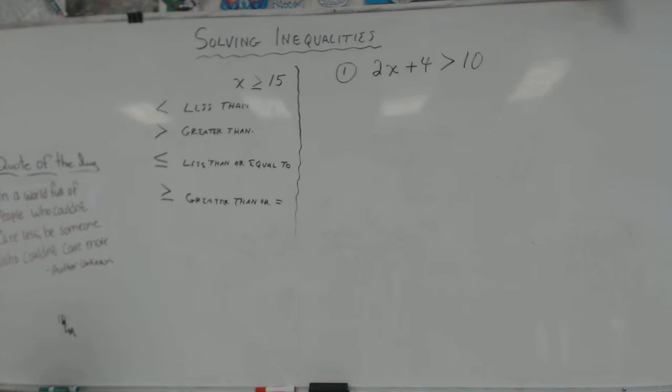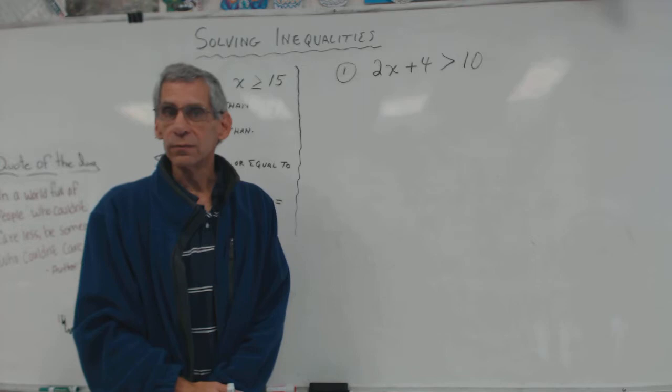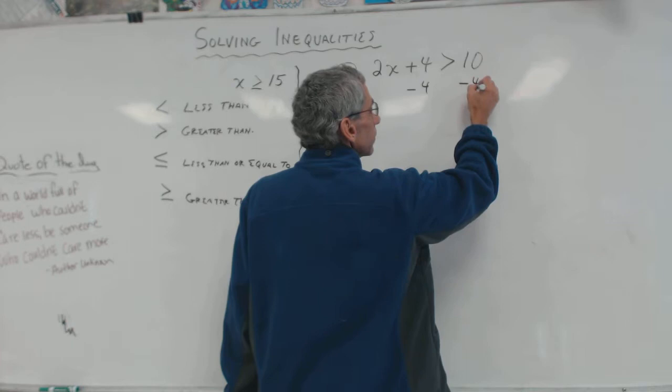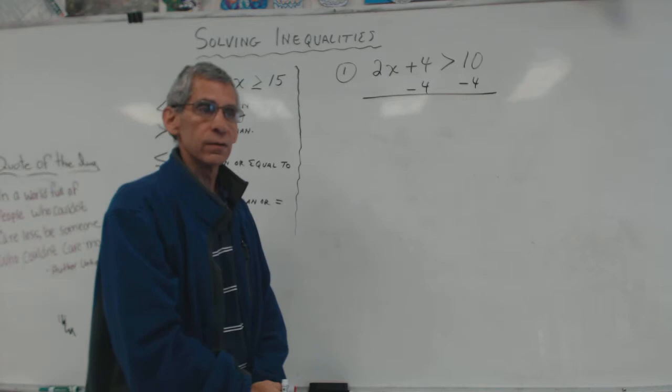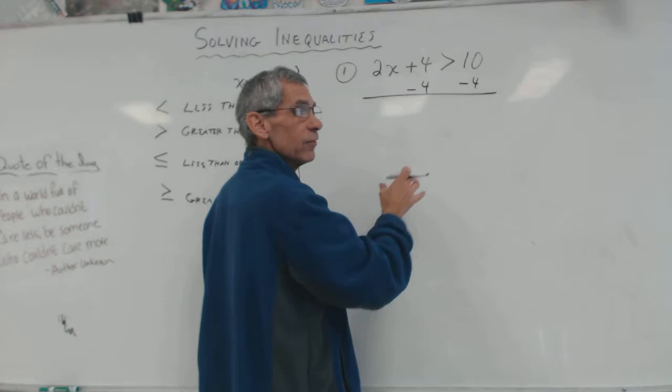What would I do first? If it was an equation, what would I do? Minus 4. So I'm going to just minus 4. Is the greater than symbol like the equal sign? It's just like the equal sign, except that it means something different. It means I'm going to have more. So all I'm doing is solving it almost as though the greater than sign is an equal sign. Does that make sense?